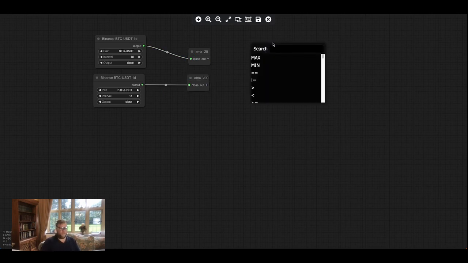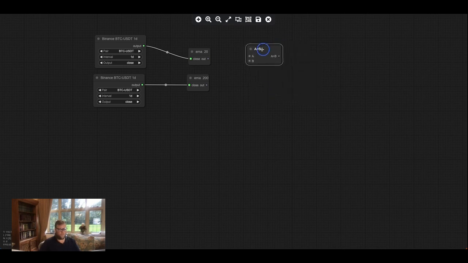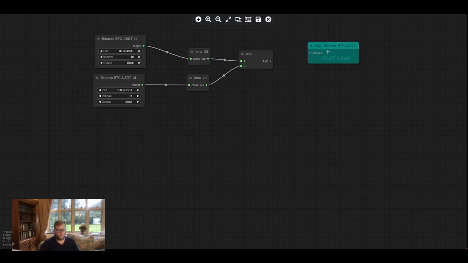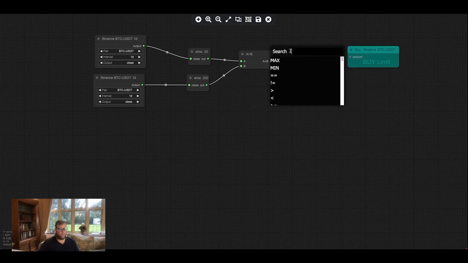We want to compare which one is going to be bigger or smaller. So I'm going to pick a more than sign here. And quite simply I'm going to say when the smaller average moves above the larger average, we want to generate a buy order. And what are we going to buy? We need to specify with a clamp.